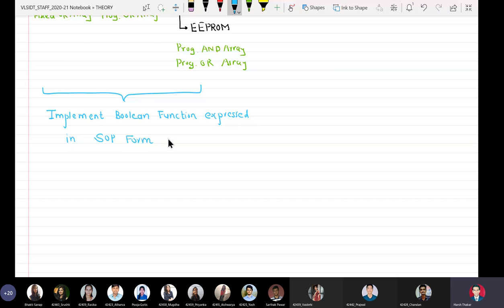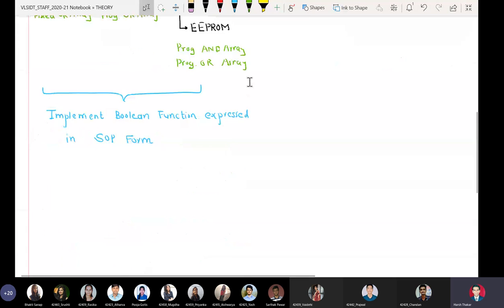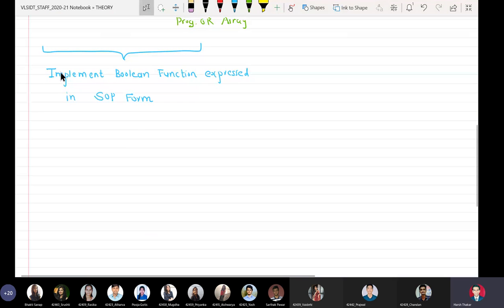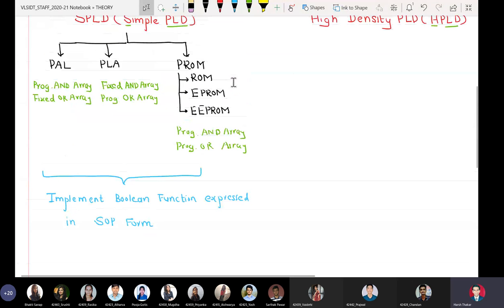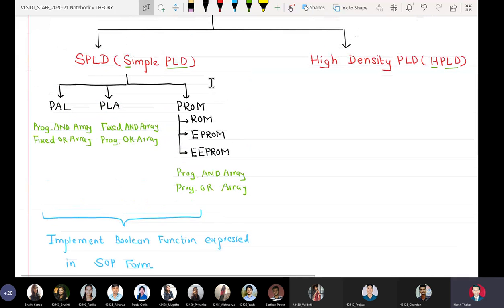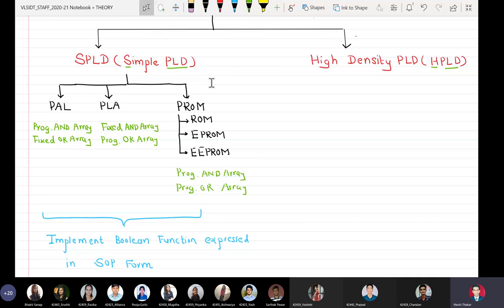Okay. Another important thing is that in second year you must have solved numericals, that given function f1 is equal to function of a, b, c equal to summation of m 0, 2, 4, 7, and you had numericals that implement the following function using PAL, PLA and PROM, and you had some fuses, so you used to put a cross against a product term and a cross against a sum term. So you have done all these things, but those devices are already available now in the market, there are PAL ICs, PLA ICs and PROM ICs also.